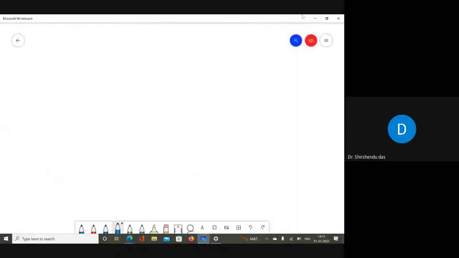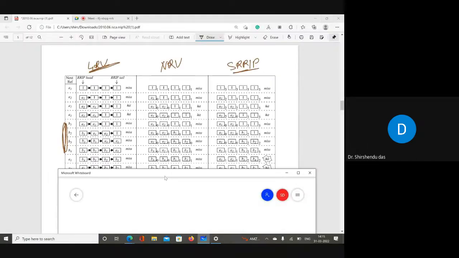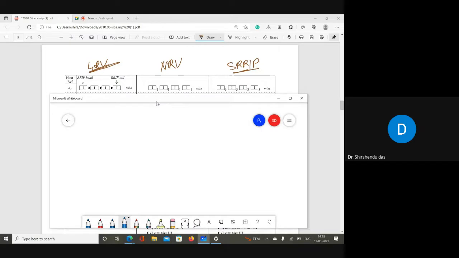I think the better way to understand is like this. Just concentrate on the LRU column and ignore these two columns. NRU and SRRIP are not required now. Is it visible? In the first row, four I's are written. Is it visible from the last row? Okay. See, initially the cache is empty. As I said, I am only targeting one set.